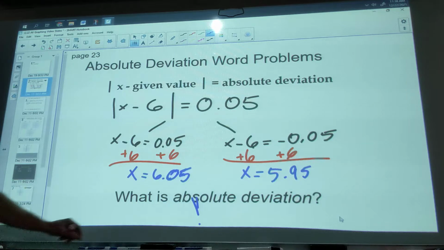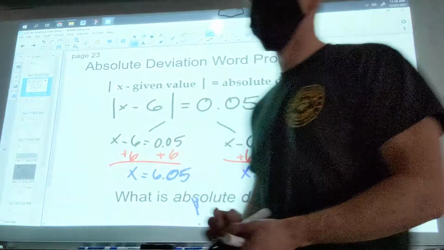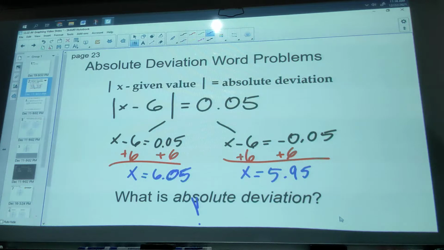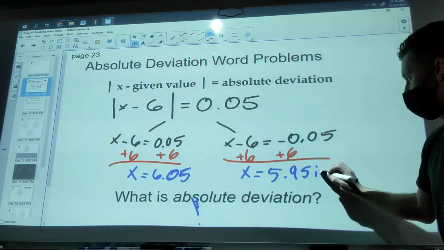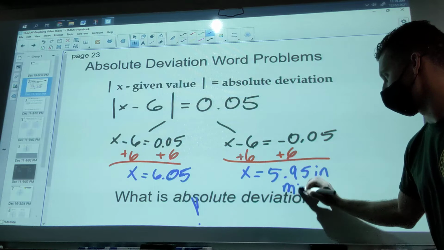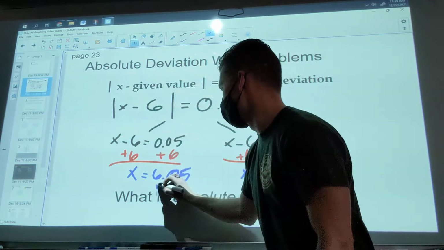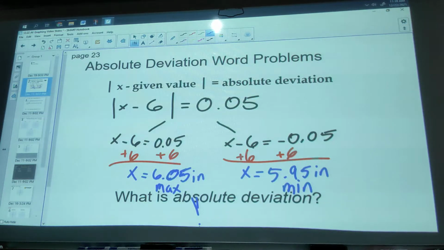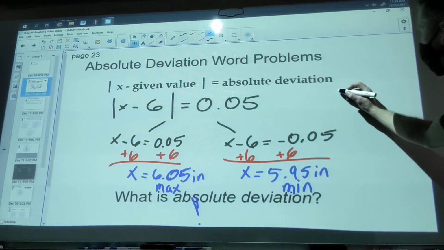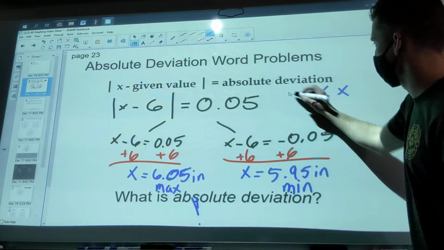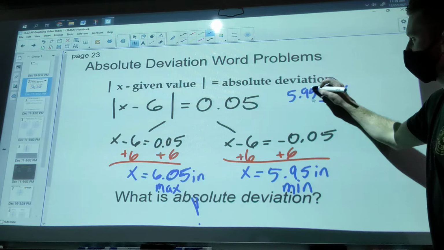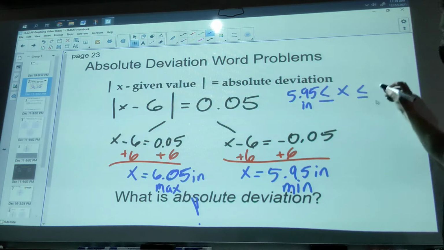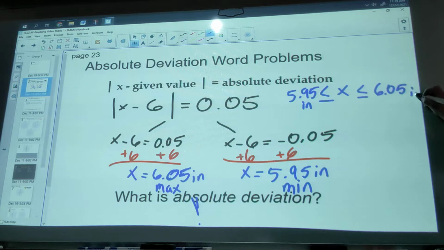So there's two ways we can show our answer, and that is dependent upon what the question's asking. Ready? Either it's asking us for the minimum and maximum value. So the minimum would be 5.95 inches. This would be the min. And 6.05 inches would be the max. Alternatively, if it asks for all possible values that I'd be accepting of the marker, we would say x is in between and including 5.95 inches and 6.05 inches. So it depends what the question is asking. Is it asking for all the possible values, or is it asking for the minimum and maximum? That's what you're going to be on the lookout for.